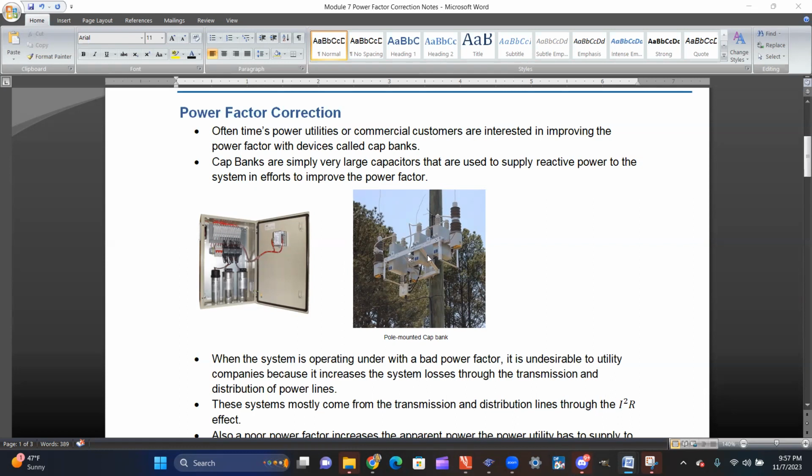And this right here is similar. This is for a utility company. This is a pole mounted cap bank, and it does the same thing. Sometimes they have sensors, where if it senses the power factor dropping below a certain amount, it will turn this cap bank on and start to supply reactive power to the system in order to improve the power factor. Or sometimes these are fixed cap banks where it just supplies reactive power regardless.